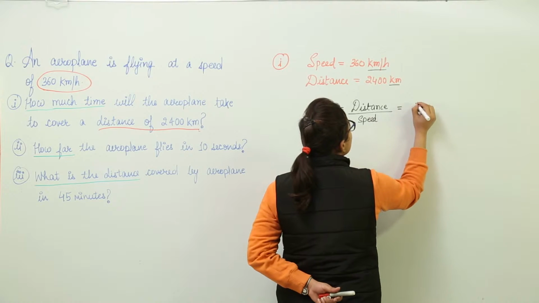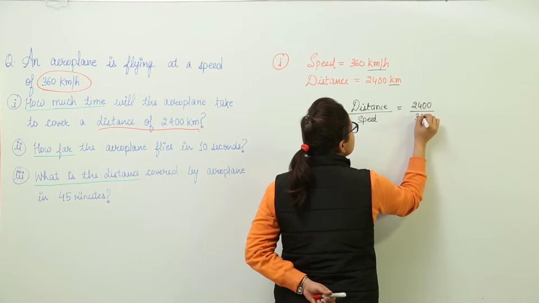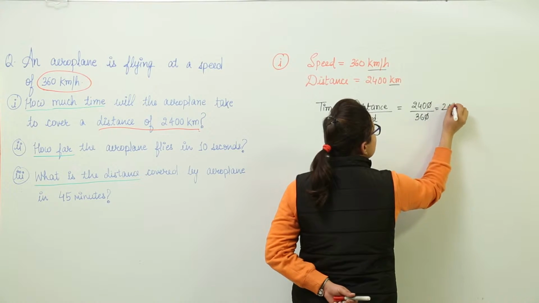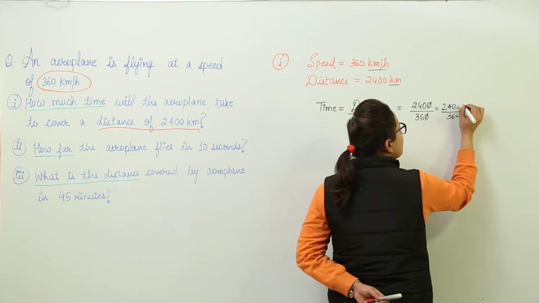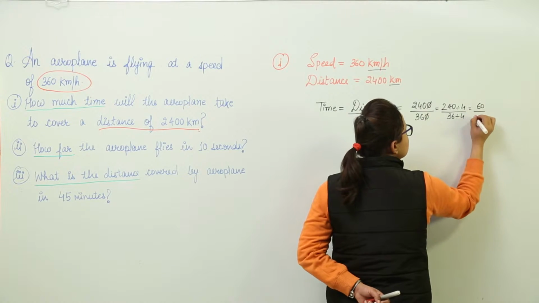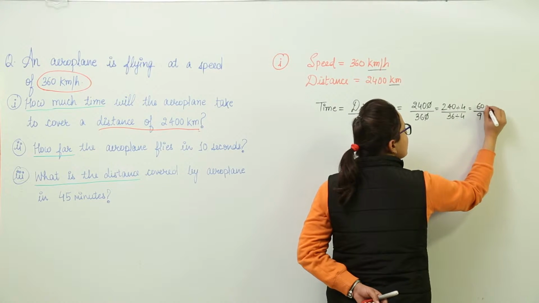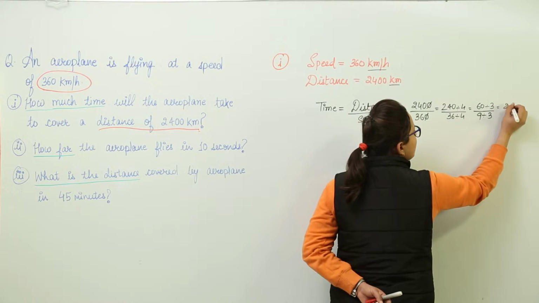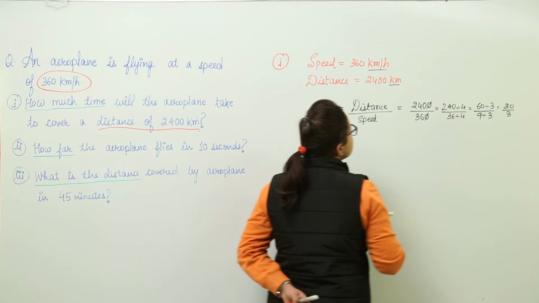When we put them in, we get 2400 upon the speed, that is 360. On cutting the zeros, we get 240 upon 36. We simplify further with 4: we get 60 in the numerator, and 4 nines are 36. Still we have some common factors, so we can divide further by 3. That gives us 20 over 3. That means 20 over 3 is the time.